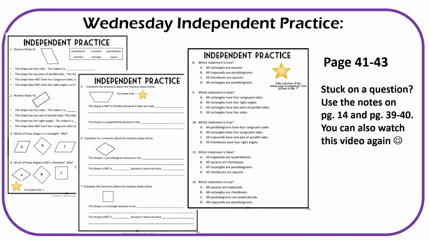Your Wednesday independent practice is page 41 to page 43. You're doing the exact same thing that we did in this video, and at any point if you're stuck, you can rewind the video and watch how I went through those mystery shapes to figure out what we're talking about, and how I was able to figure out the hierarchy of these figures, the different names that we can use to describe the same thing.